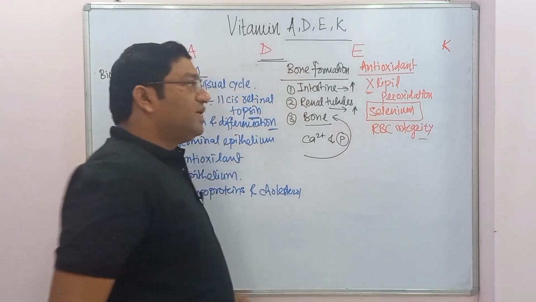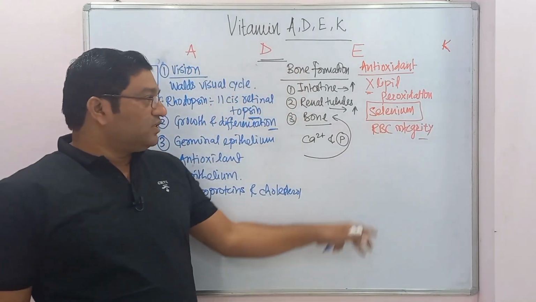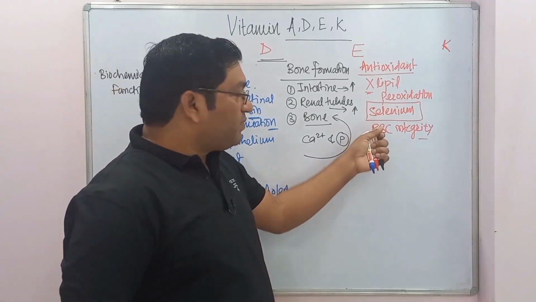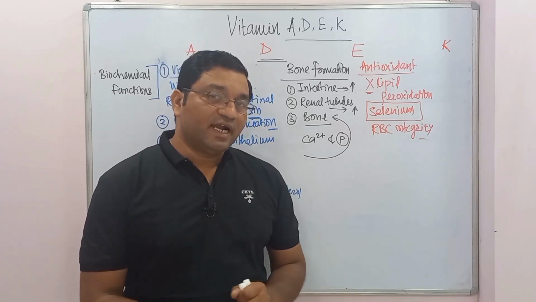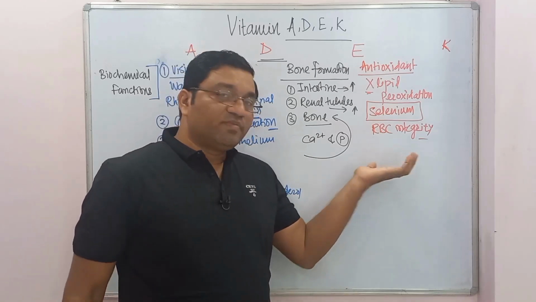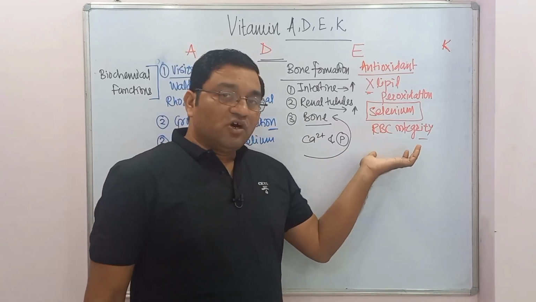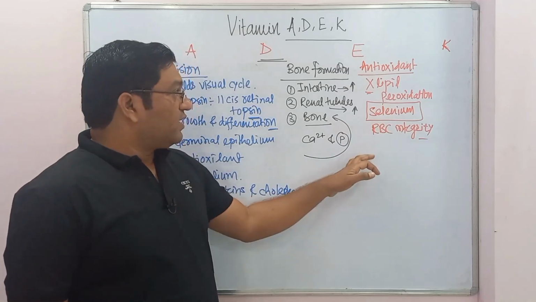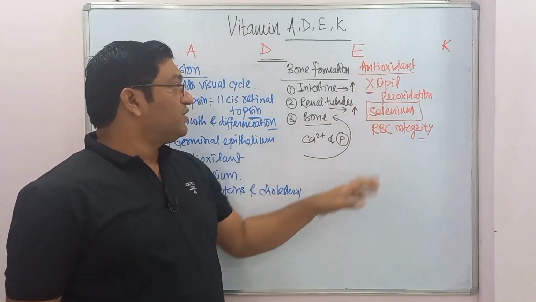It is important in maintaining the RBC integrity. So this is the important function. Again, it prevents the formation of oxidized LDL. So it is important in the prevention of coronary artery disease. Also, it is important in the prevention of cataract. So this is the function of vitamin E.